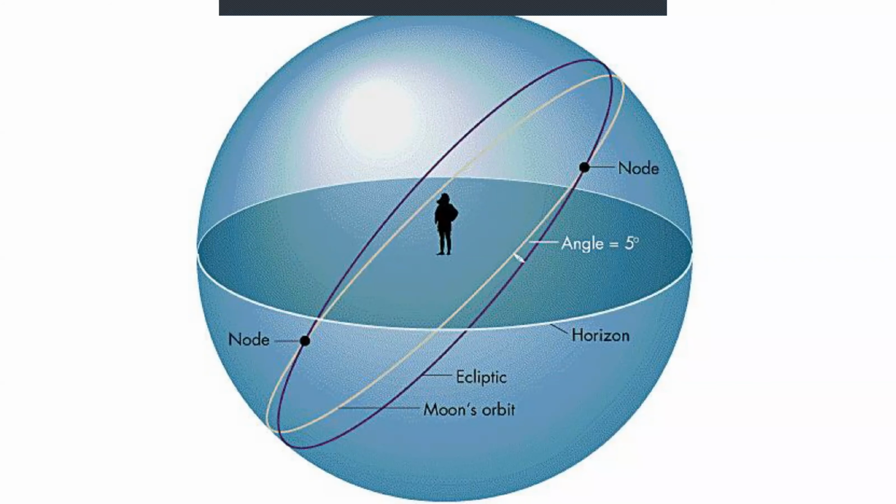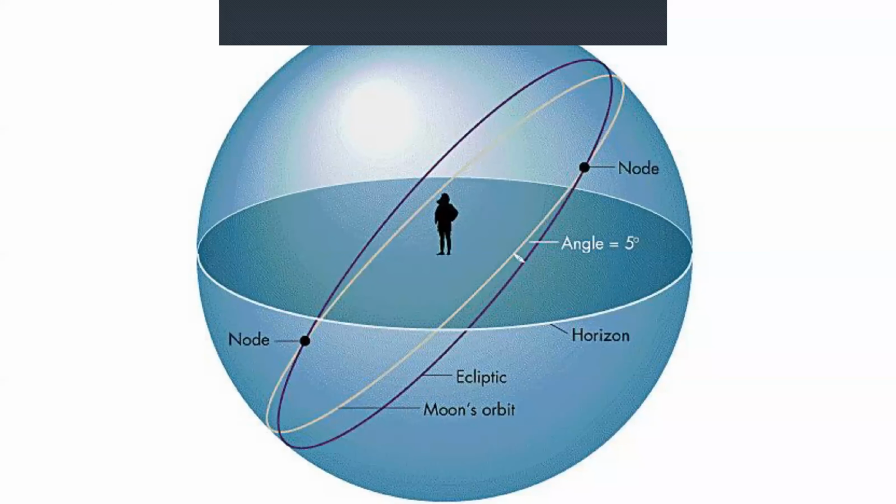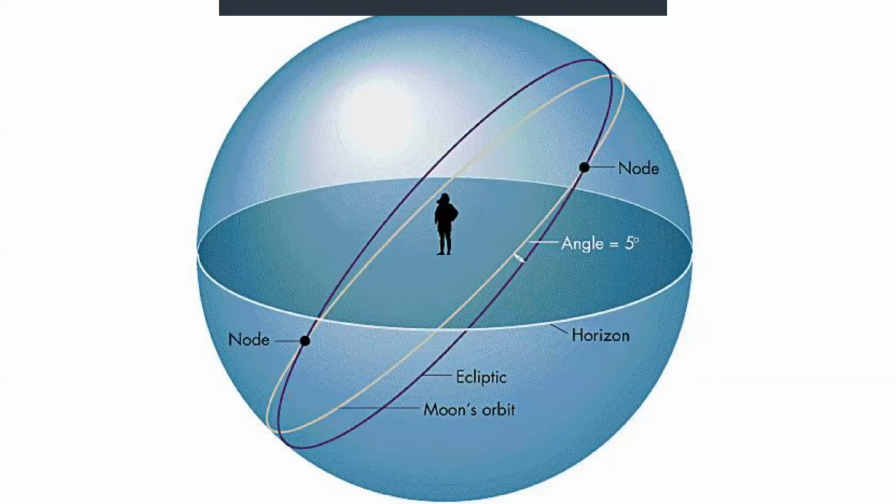And that's why we need to pay attention to two important phenomena. One is each time the moon conjuncts the nodes and is going to be on one of these points.